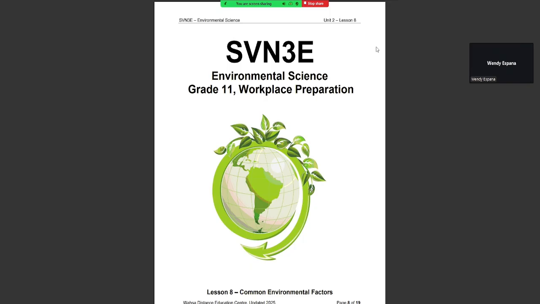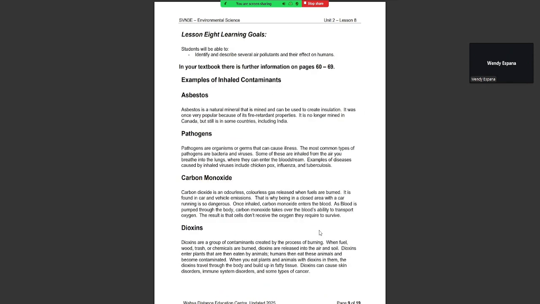You can see we're starting in the booklet on page 8 of 19 of Unit 2. Unit 2, Environmental Effects in Humans, and tonight we're looking at common environmental effects. All right, let's get into it. Our Lesson 8 learning goal is that students will be able to identify and describe several air pollutants and their effect on humans.